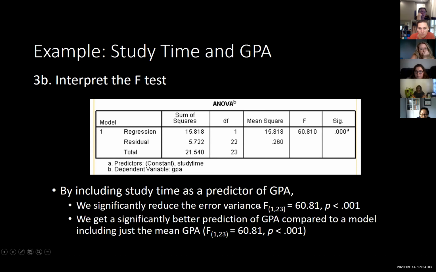And here's my degrees of freedom statement. F equals 60, p less than 0.001. And we get a significantly better prediction of GPA compared to a model that includes just the mean. So either one of these statements is accurate, either one works for interpreting your F test here. You do not have to include both, but using one of them is the way to report it.